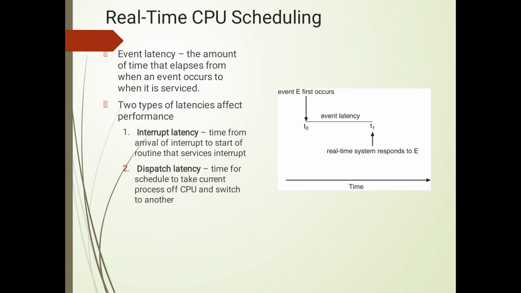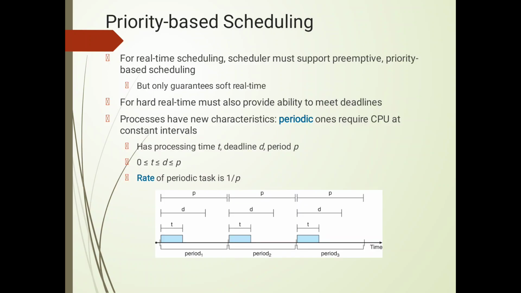Now real-time CPU scheduling. It has two types of latency: interrupt latency and dispatch latency. Interrupt latency is the time from arrival of an interrupt to the start of the routine that services the interrupt. Dispatch latency is the time for the scheduler to take the current process off the CPU and switch to another. Priority-based scheduling is done based on the priority of the process to be executed at a particular periodic time. Time is essential, so real-time scheduling is important.